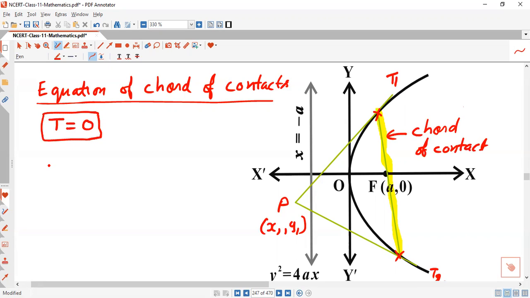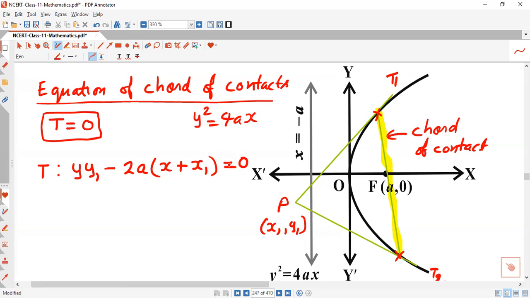And what is the equation of the tangent? You know very well. For the parabola y square equal to 4ax, this is the standard equation: y y1 minus 2a (x plus x1) equal to 0. I will write down the 2a clearly, not overwriting. The same tangent equation, the same formulas, are used here.